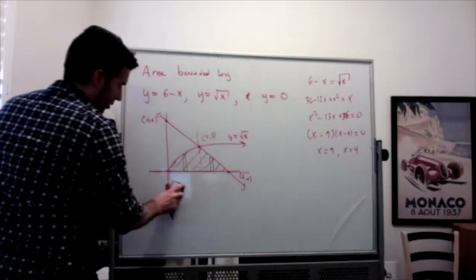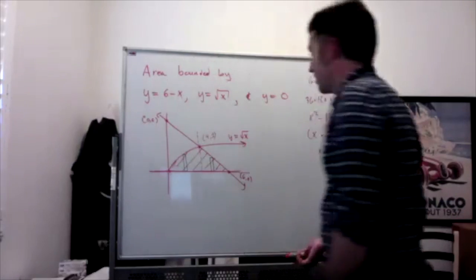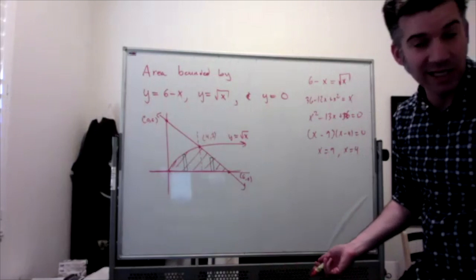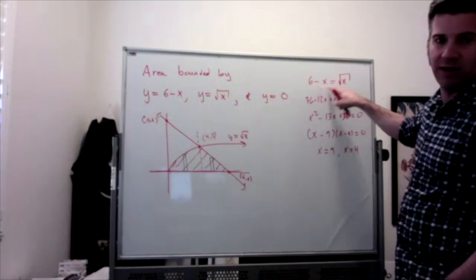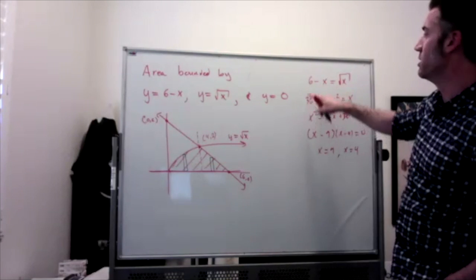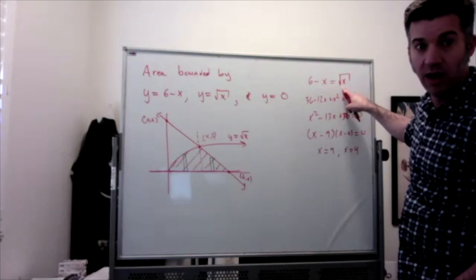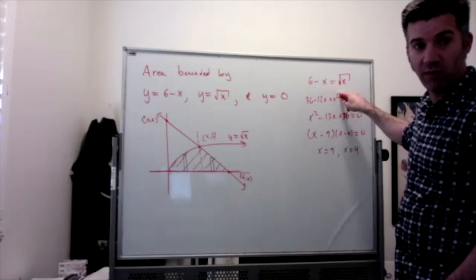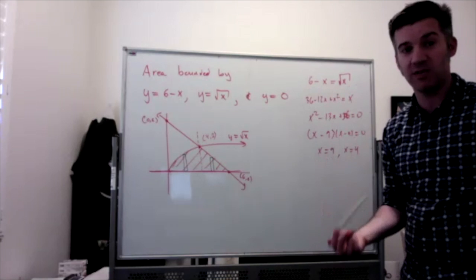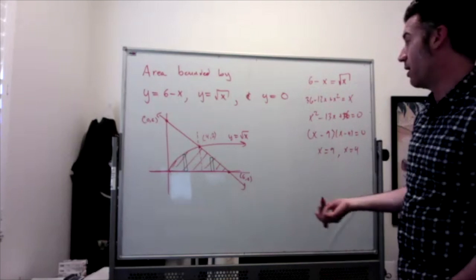That's one way to do it, but the easier way is to guess it's probably a number that's easy to take the square root of. If you plug in 0, 6 minus 0 isn't 0. You plug in 1, 6 minus 1 isn't the square root of 1. But if you plug in 4, 6 minus 4 is equal to the square root of 4. So it pays sometimes to check the easy things.